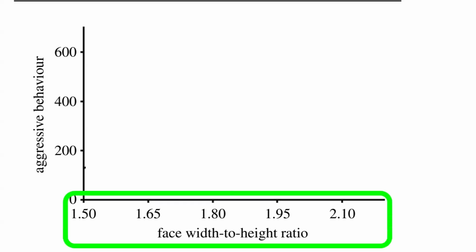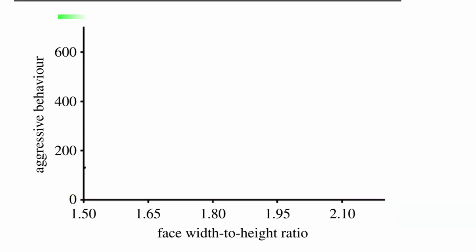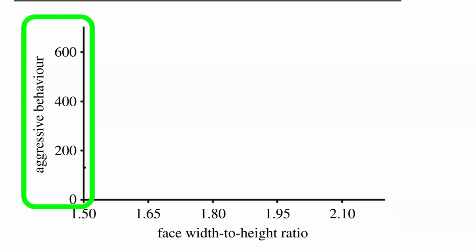That one goes on the x-axis there. The name of the response variable then goes on the vertical axis. So in this case, the response variable was how aggressive were they? So aggressive behavior will then go there on the y-axis or the vertical axis. So that's the case where there's a clear predictive theory going into the study.